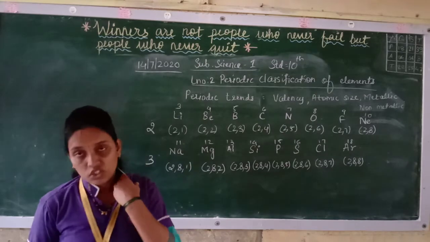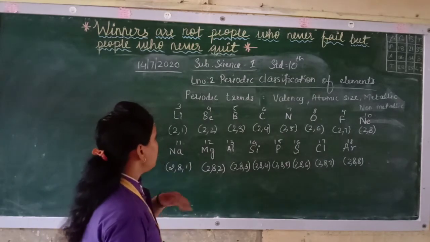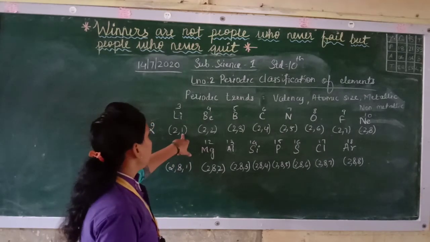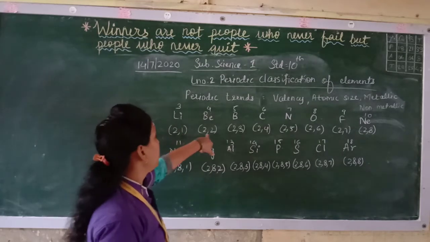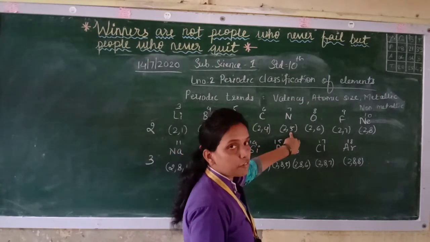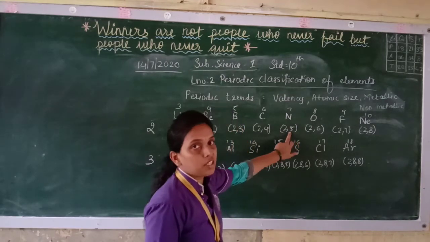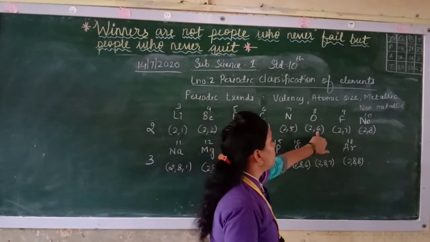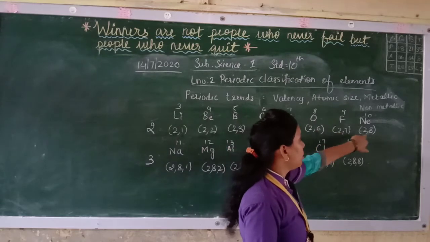Now see the change in valency. Here it is 1, 2, 3, 4. Here it is not 5, it is 3, 8 minus 5 is 3. Then 6 gives 2, 7 gives 1. Here 0.